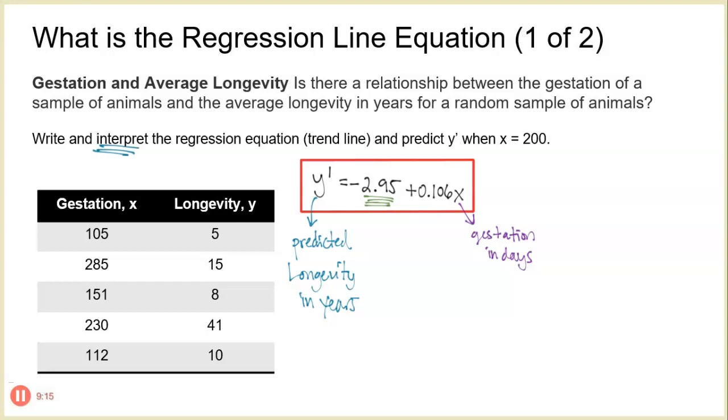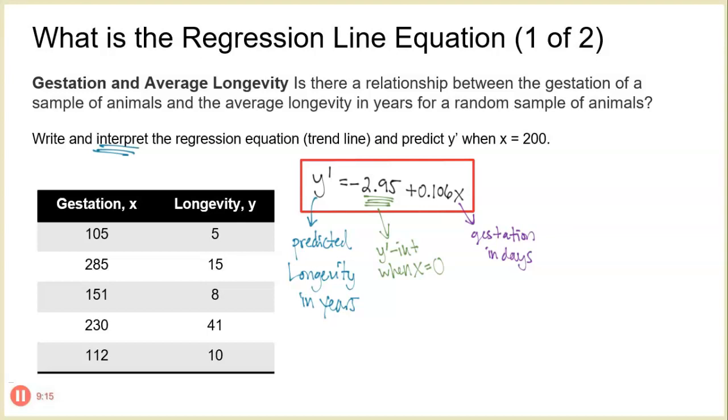So this is the y prime intercept, when the x is equal to 0. It's just the location where it crosses the y-axis. So in this particular problem, it doesn't really have a meaningful meaning, because it doesn't make sense that if the gestation is no days, then it's going to live negative 2.95 years. And when we look at the graph of this, I'll be able to visually show you why it doesn't really make sense.